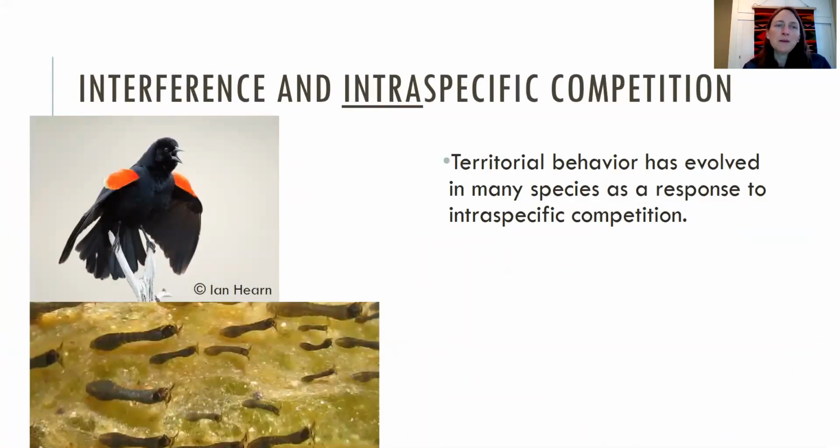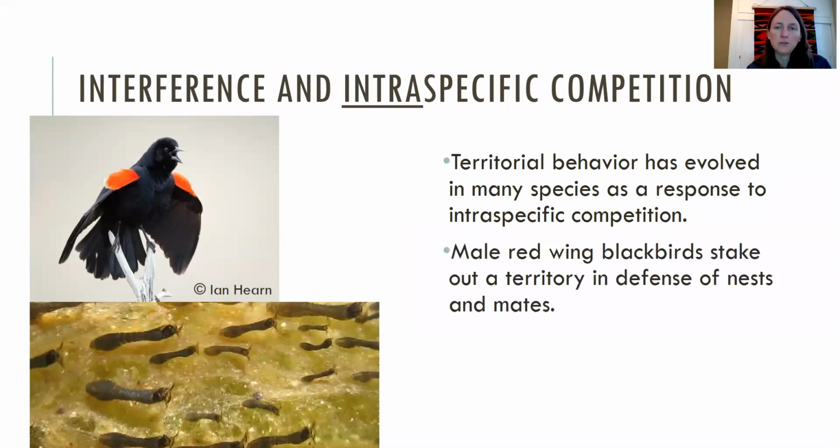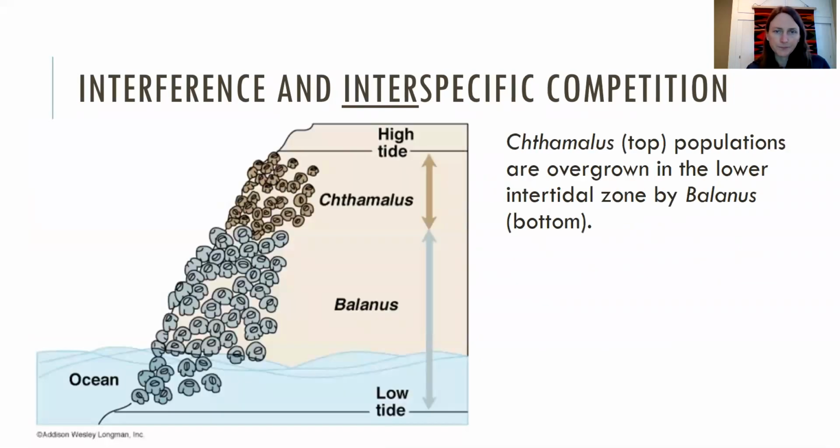So there can be both intraspecific competition, and so this is within a species. So territorial behavior has evolved in many species as a result of intraspecific competition. So like this male red-winged blackbird is staking out a territory, defending its nest and its mates from other red-winged blackbirds. And again, these fly larvae are competing for space on rocks. Notice they're not all lined up next to each other. They're kind of spread out.